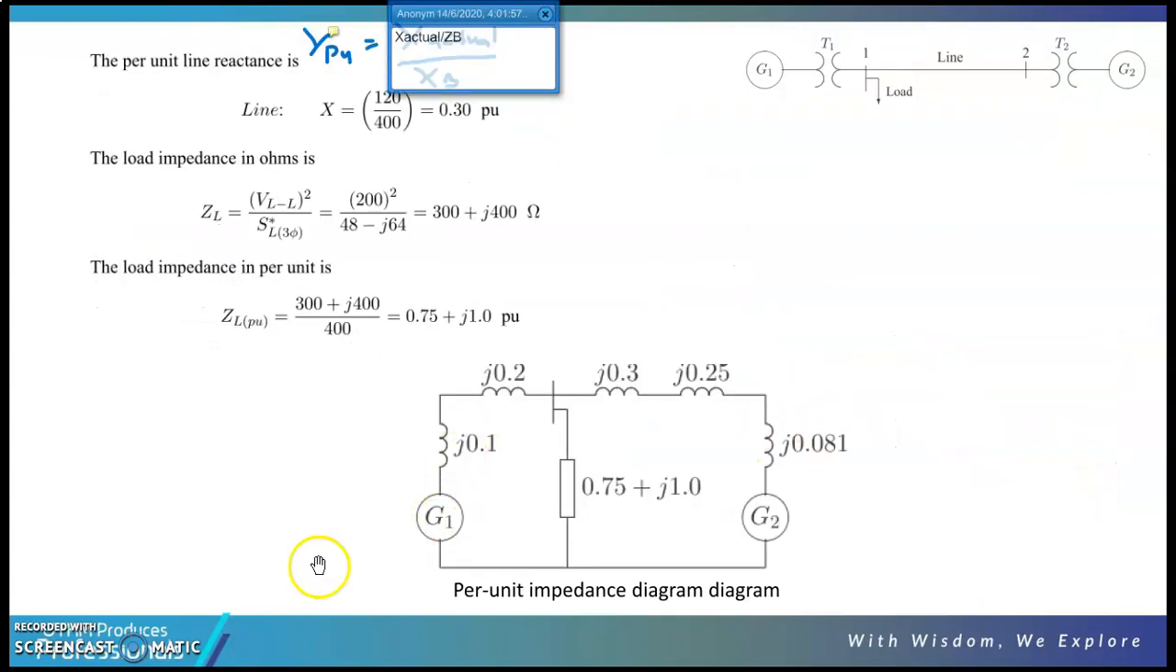Then the last one, you need to draw the impedance diagram. I think that's all for this exercise.